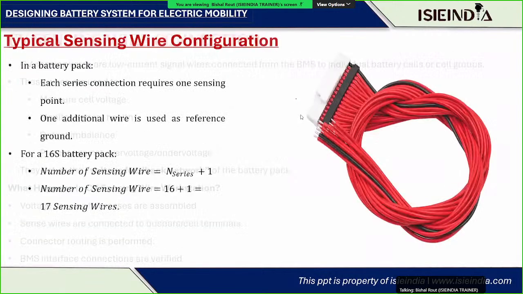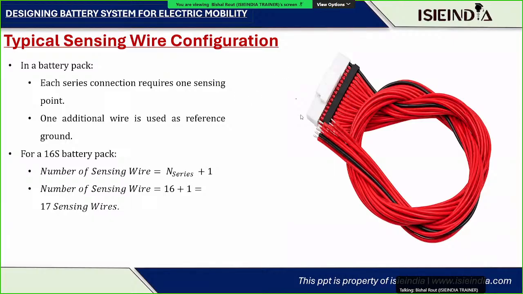If I can showcase it, you can see this is the CV sensing wire, right? You can see this is a 17 battery management system. This is 1, 2, 3, 4, 5, 6, 7, 8, 9, 10, 11, 12, 13, 14, 15, 16, and 17. How many wires are there? 17 wires are there. But how many black wires are there? 1 black wire and 16 red wires. So these 16 red wires are for the 16 series cells that need to be connected, and 1 black wire is there.